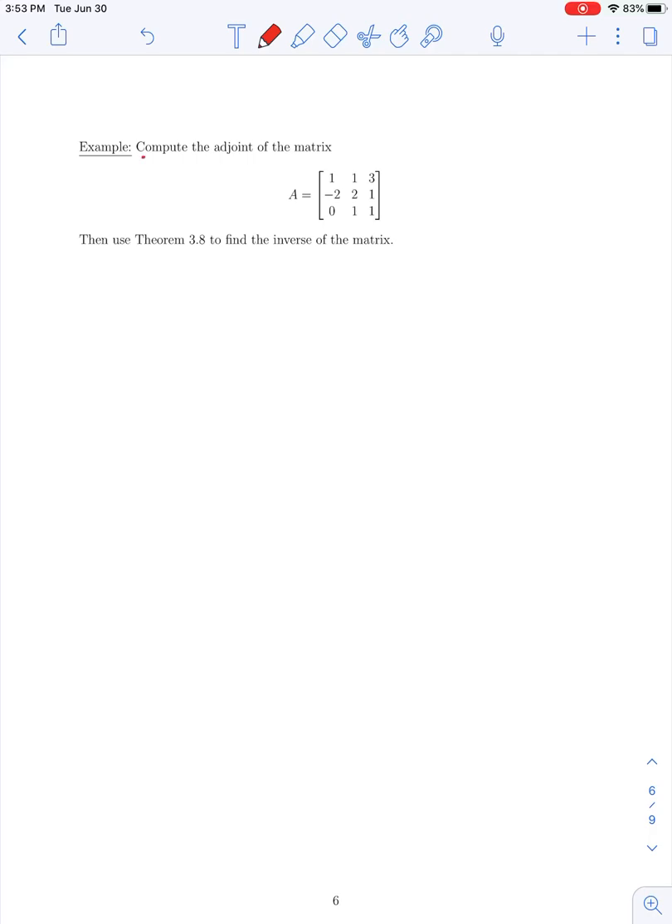So here we are asked to compute the adjoint for the following 3x3 matrix A, and then make use of this new result, theorem 3.8, to find an inverse of the matrix. So to find our adjoint, we need to find each of the cofactors for this matrix. So let's start there. Here, the cofactors of A are as follows. So since we've got a 3x3 matrix, we'll have 9 cofactors altogether.